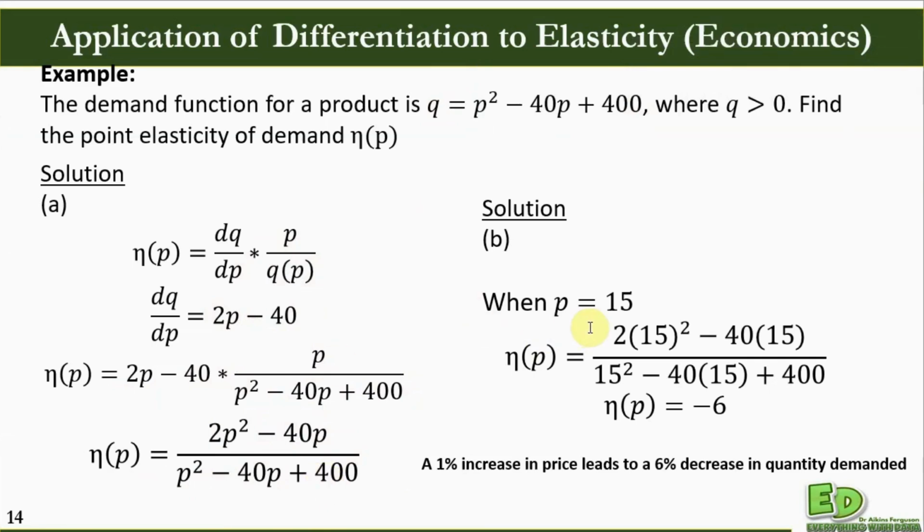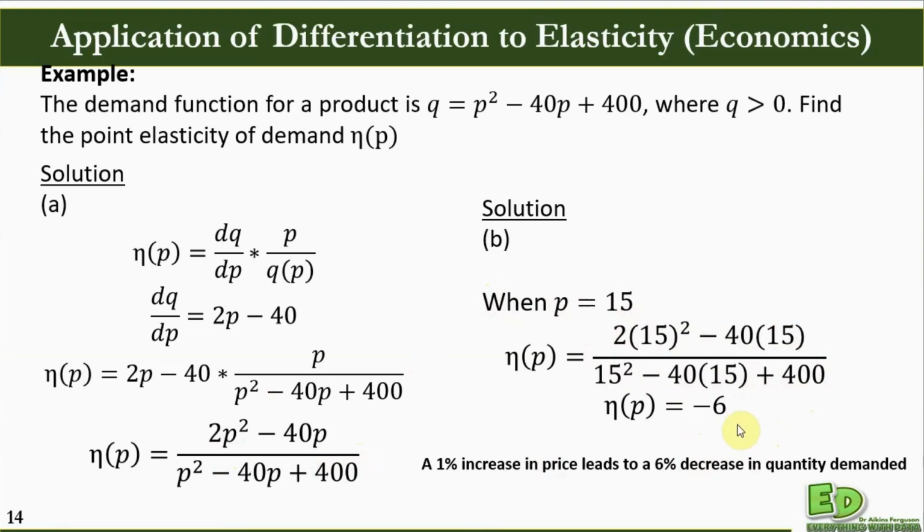A further question could be: find the point elasticity when P is equal to 15. So it's just substitution. Wherever you see P here, you put 15. And that gives you 2 into bracket 15 squared minus 40 into bracket 15, over 15 squared minus 40 into bracket 15 plus 400. And we have our point elasticity to be negative 6.